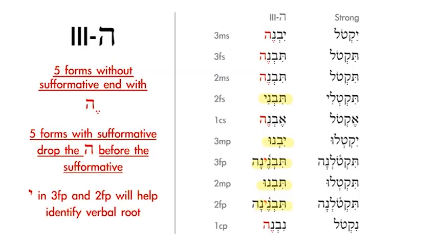It's also helpful to remember that third hey verbs used to be third yod. We covered that in the Qal Perfect chapter. And you can see in the 3FP and the 2FP that yod has reappeared. So you can use that yod to reconstruct the verbal root. Now that yod will appear with some other forms, but predominantly it will mark the third hey weak verb category.